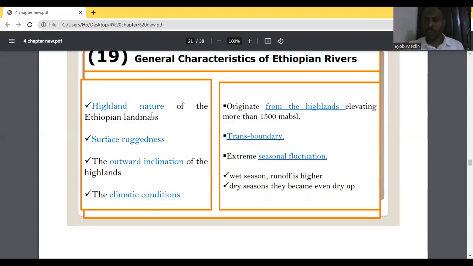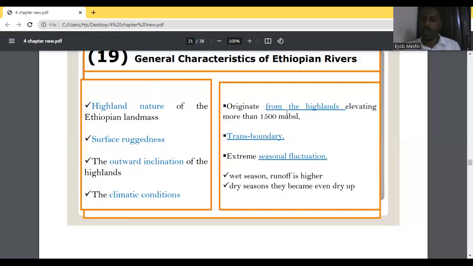These highlands have surface ruggedness, up and down, and the mountains form a chain system with other cluster mountains. There are also the outward inclinations of the highland, and the climatic condition combined with these elements. These are the reasons why Ethiopian rivers have different characteristics.